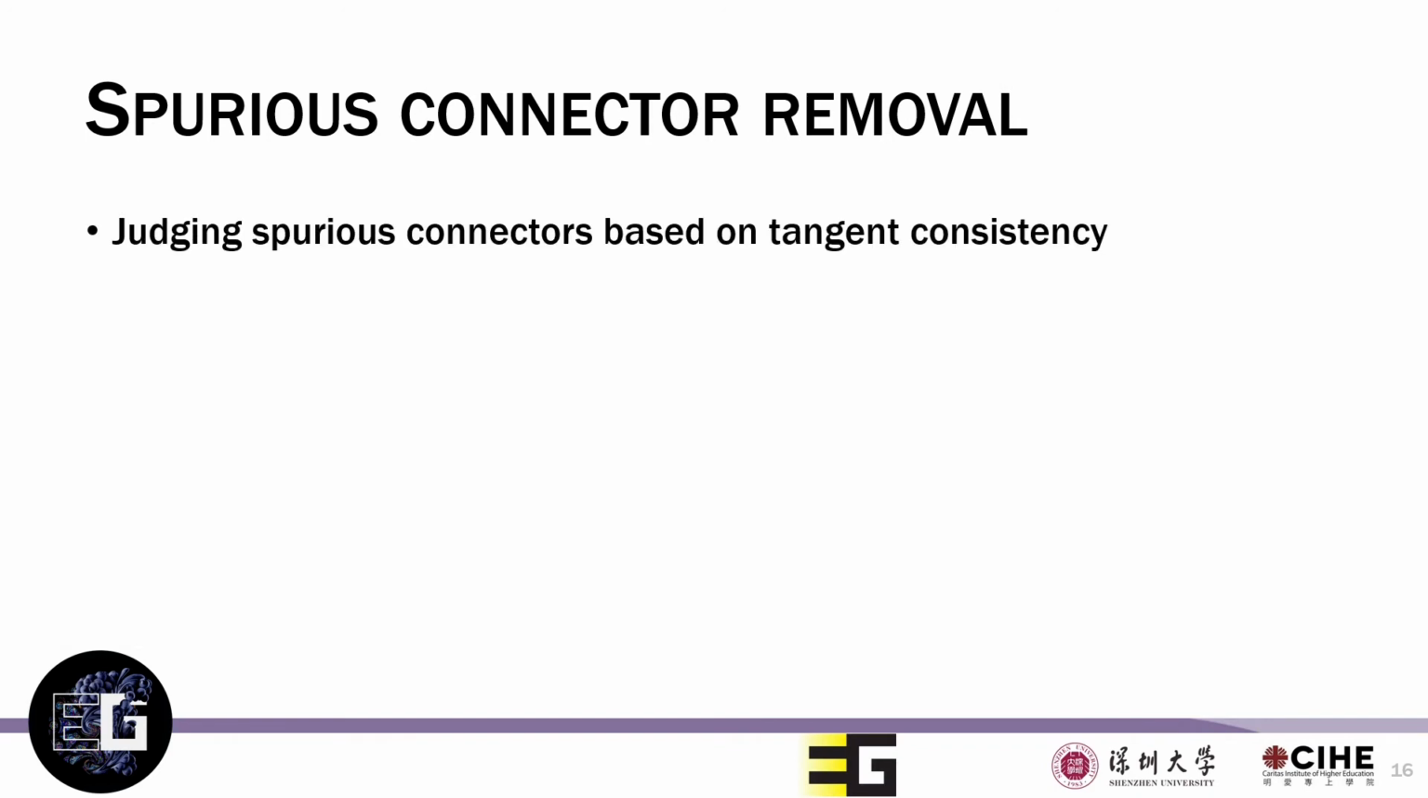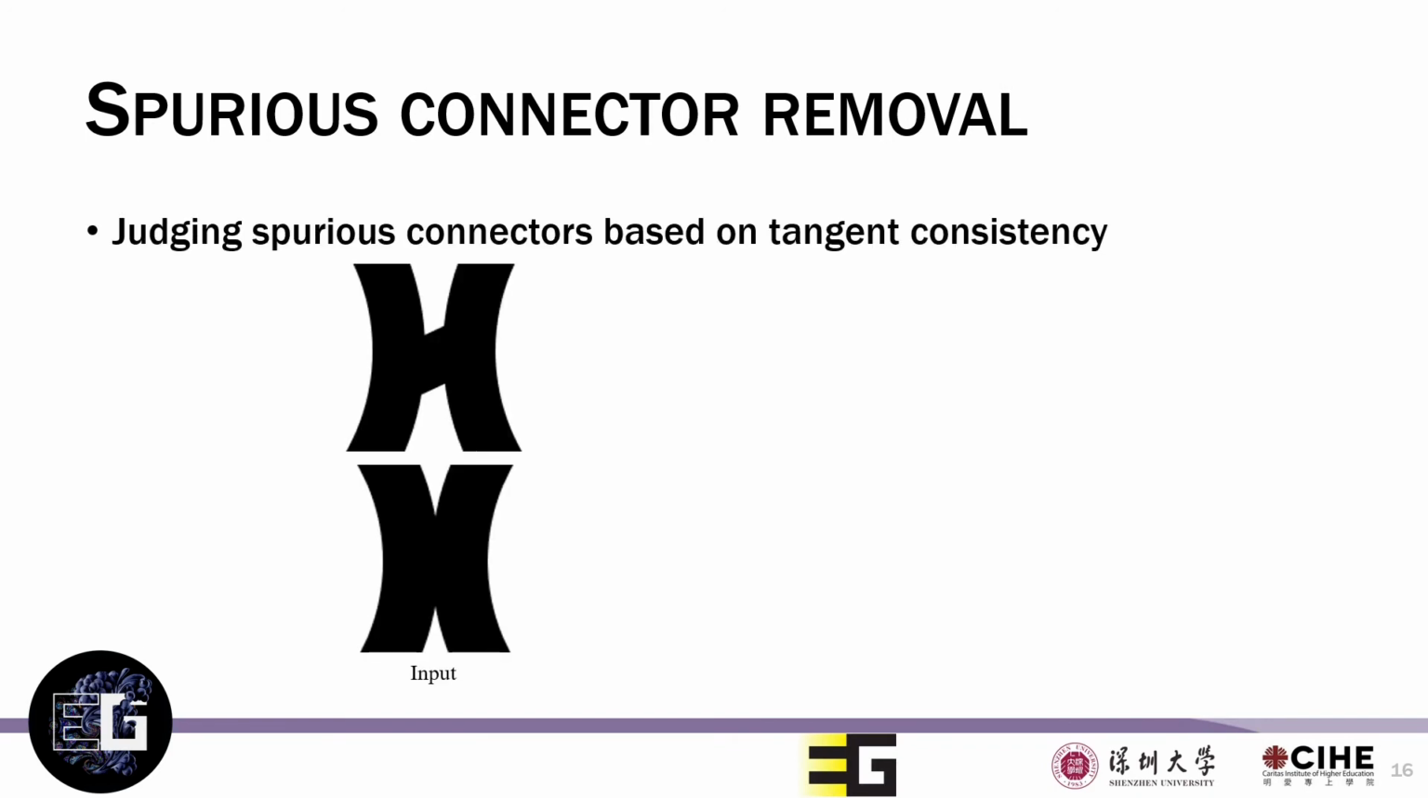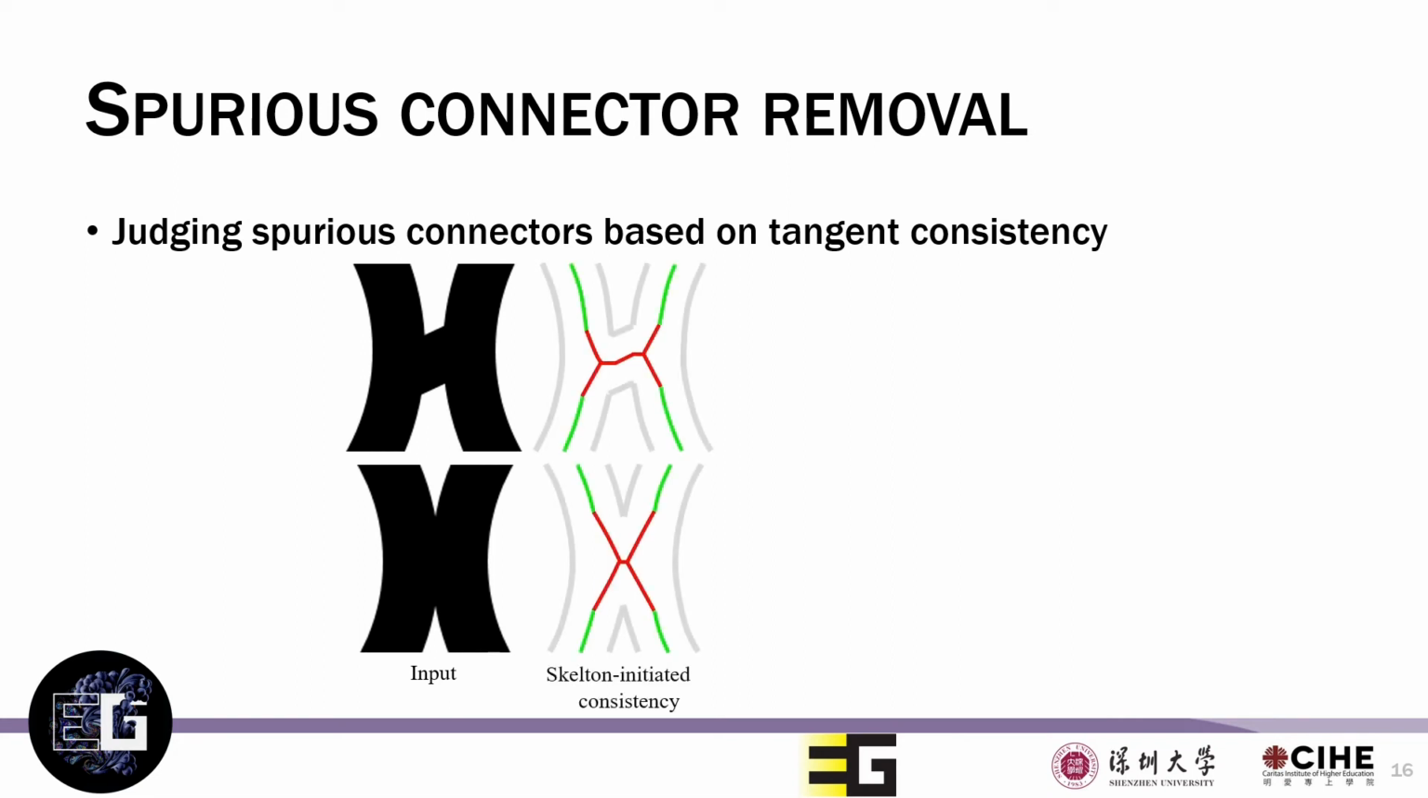We still use tangent consistency to detect spurious connections. As shown in the figure, we mark the pixels with consistent tangents as green and those with inconsistent tangents as red. The animation shows the labeling process.